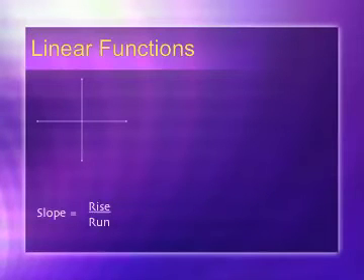First, let's review what we know about linear functions. When you graph a linear function, you get a line. That's why we call them linear functions. The slopes can be positive or negative or zero or undefined. And the general form of a linear function is y equals mx plus b, where m is the slope and b is the y-intercept.